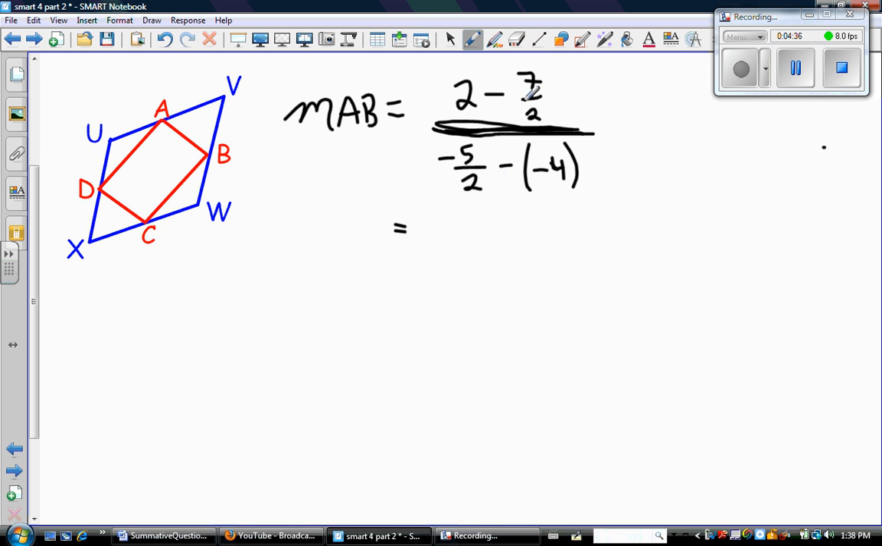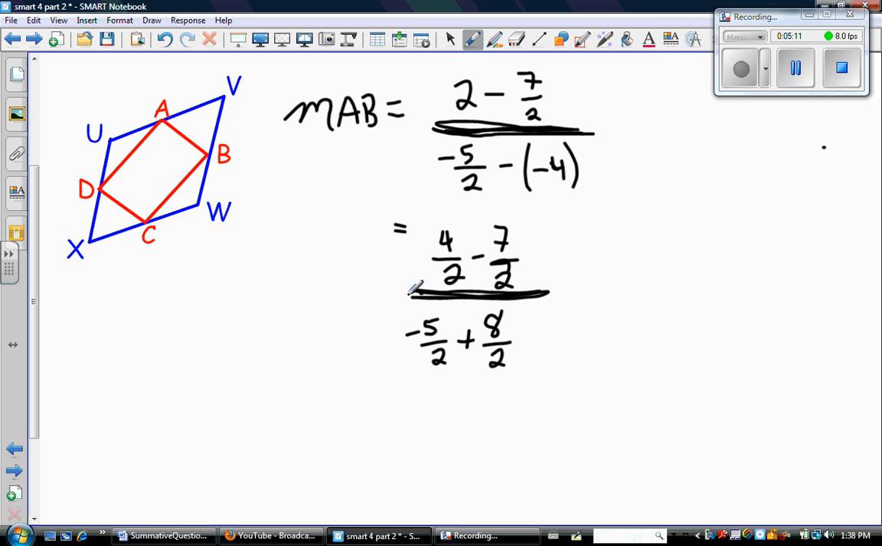So in the numerator, if I wanted to do subtraction, 2 minus 7 over 2, I need a common denominator. So instead of 2, I'm going to say 4 over 2 minus 7 over 2. So that's the numerator. Draw a nice big line to represent the major fraction, and let's look at the denominator. So also in the denominator, I have a fraction, negative 5 over 2. Minus a negative, we know that means plus. And I need, again, a common denominator. So my denominator is 2. So this is going to become 8.